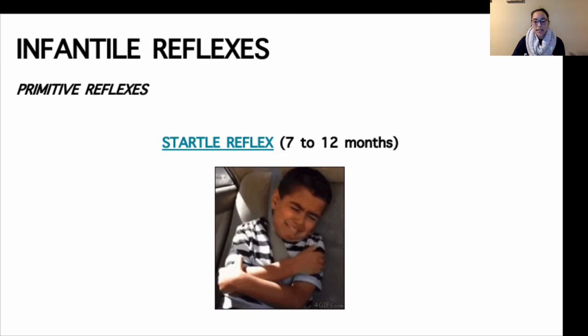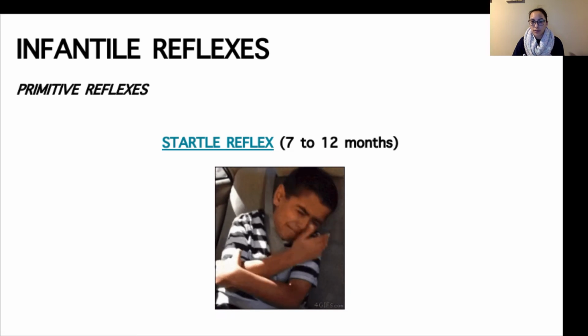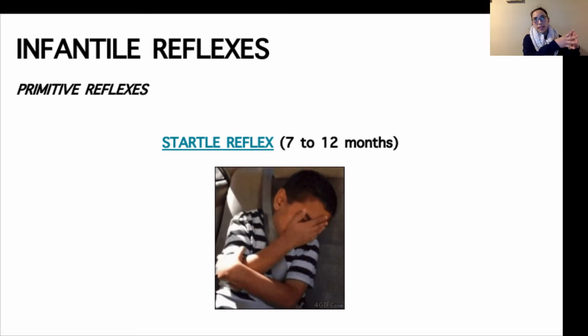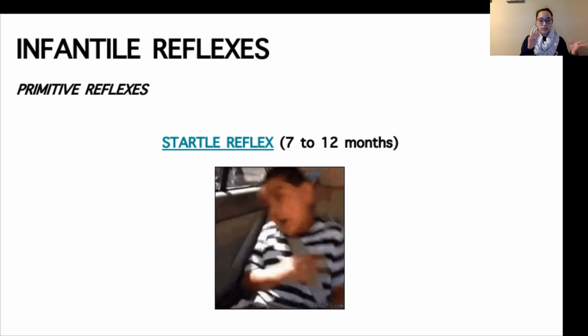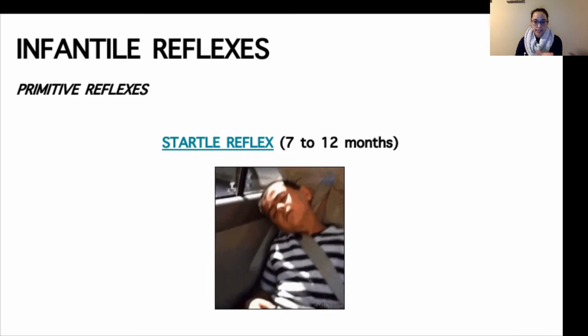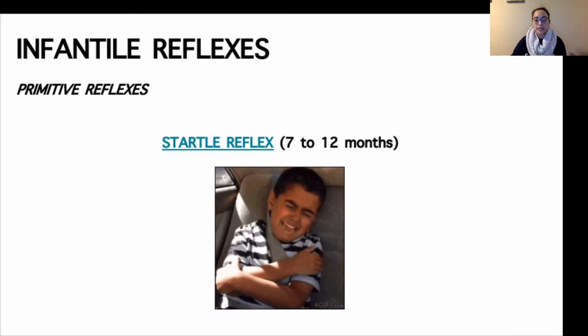It's also noted that the startle reflex is kind of like an extension of the Moro reflex. So Moro reflex we saw from prenatal periods up to about 3 or 4 months. And then after that disappears, we end up getting the startle reflex where we're flexing into the body instead of extending away.